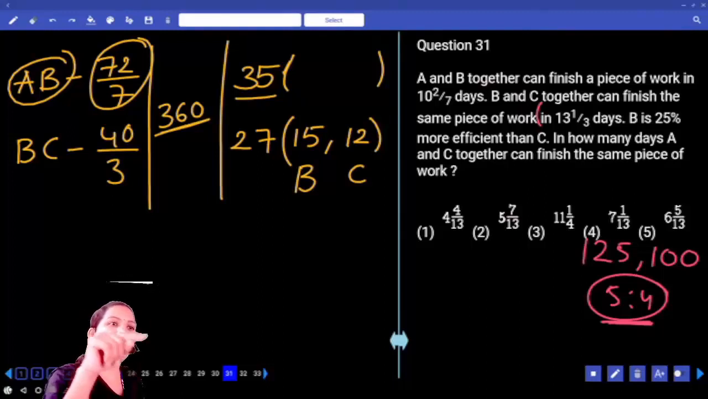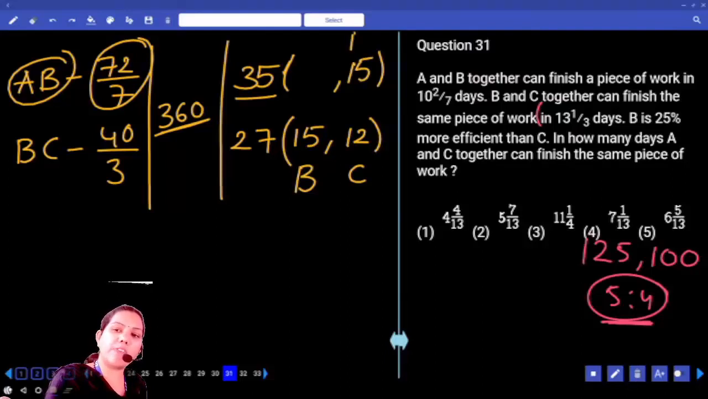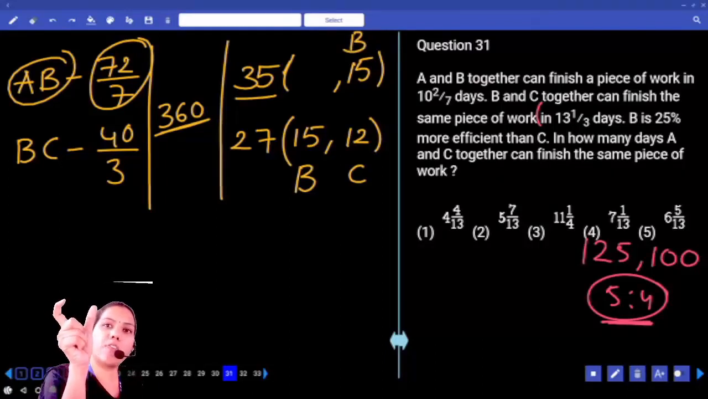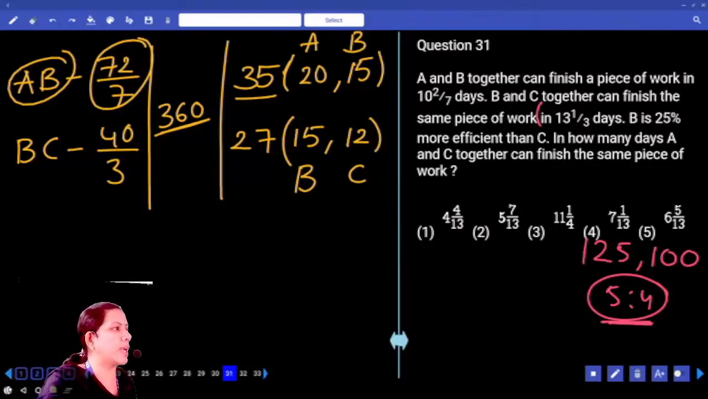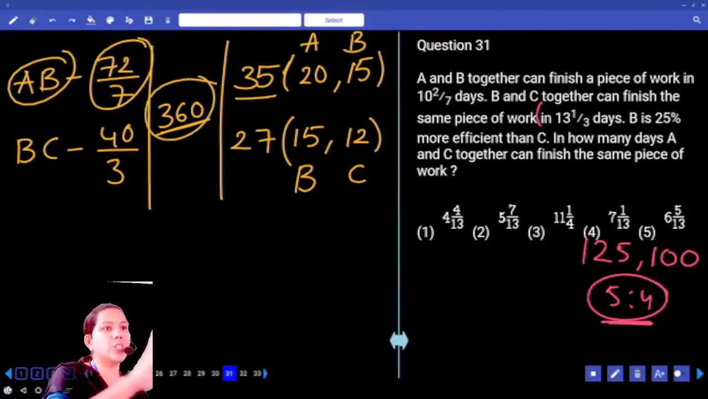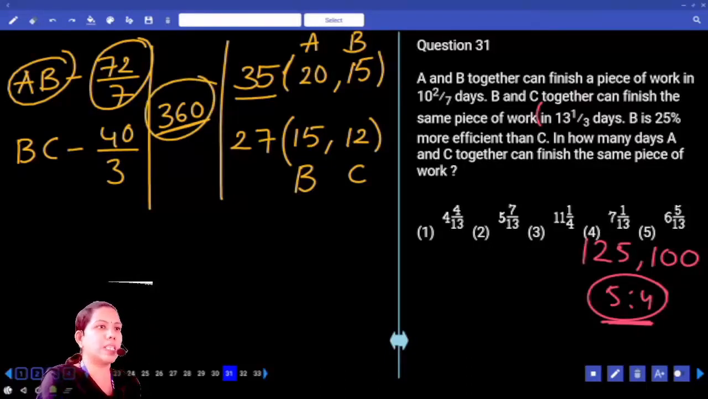We know that. What is B's efficiency? B's efficiency we already decided is 15 units. Total efficiency of AB is 35, B is 15, then what is A's value? 20. A's efficiency is equal to 20 units. A's efficiency 20 units, B's efficiency 15 units, and what is C's efficiency? 12 units. What is total work? The LCM of the number of days is always the total work. So 360 is the total work.